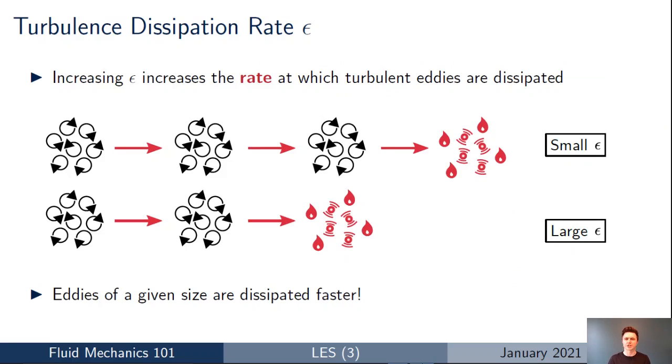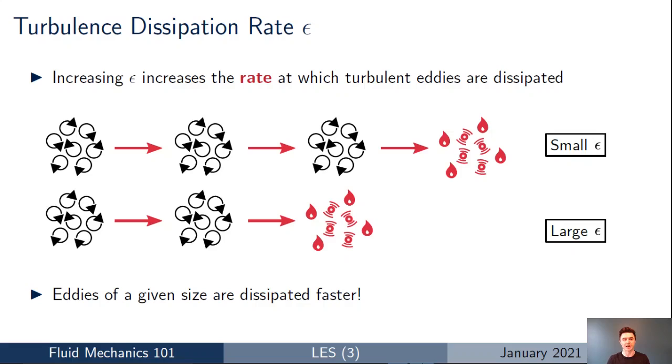And so what does it really mean? Just taking this thought a little bit further, well, if we have a given turbulence dissipation rate, say, then our eddies will take some time to dissipate into heat. Those are our smallest eddies. The eddies will exist and propagate through the flow for some time and then eventually dissipate into heat. But if we were for some reason to increase that dissipation rate, what we would find is that eddies of a given size are dissipated faster.